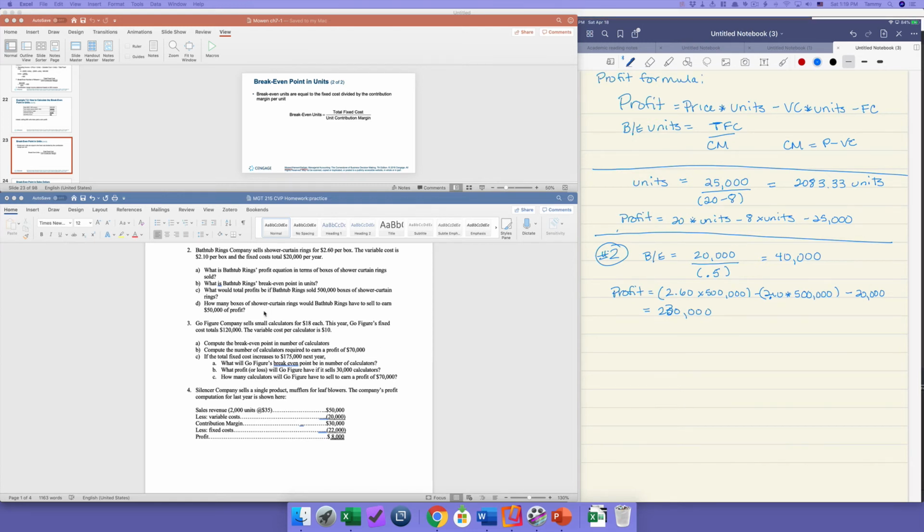And now the next one, how many boxes of shower curtain rings would we have to sell to earn $50,000 of profit? Now, for this one, you can approach it in a couple of different ways. One is you can actually do the formula in algebra. So you could say 50,000 equals $2.60 times X minus $2.10 times X minus 20,000, and solve for X that way doing the algebra.